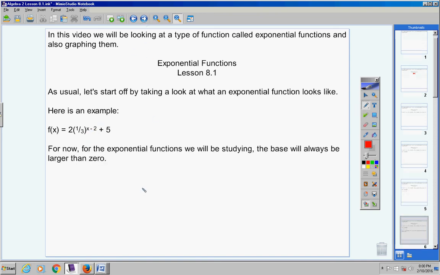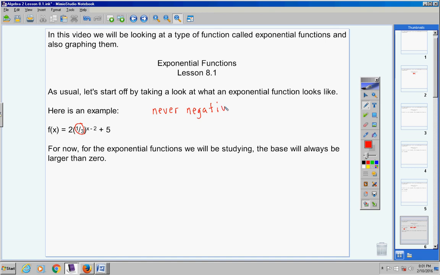Now, for the exponential functions we will be studying, the base will always be larger than 0. So this number right here, that number will never be what? It will never be less than 0. So in other words, it will never be negative.